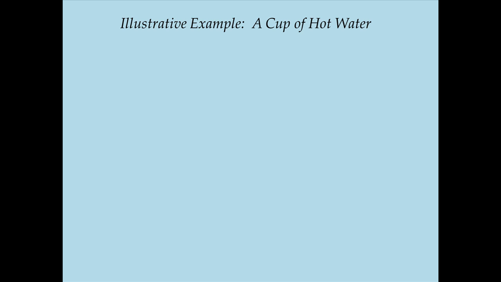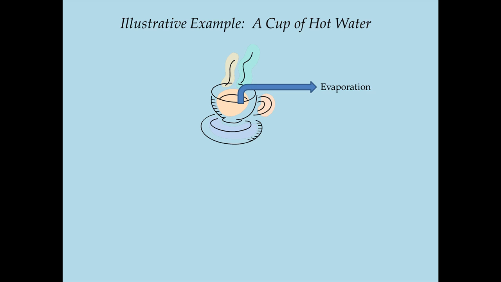Namely, let's examine a cup of hot water. So you have a little cup here. This image is from the Microsoft Clip Art library. And there's hot water in the cup. The cup loses hot water through evaporation to the surrounding atmospheric environment. It is, however, possible that some of the moisture from that environment condenses back into the cup.